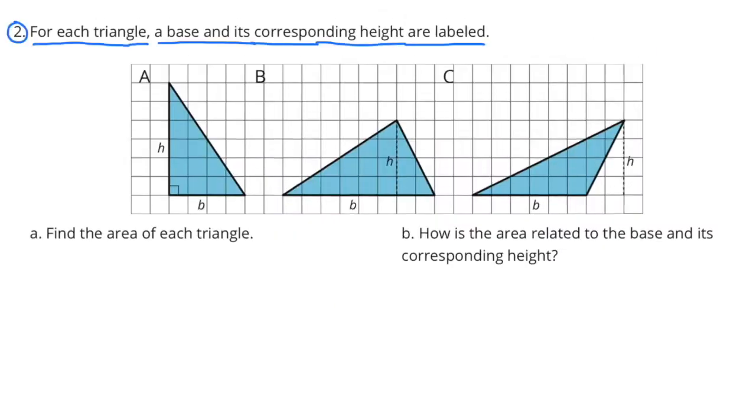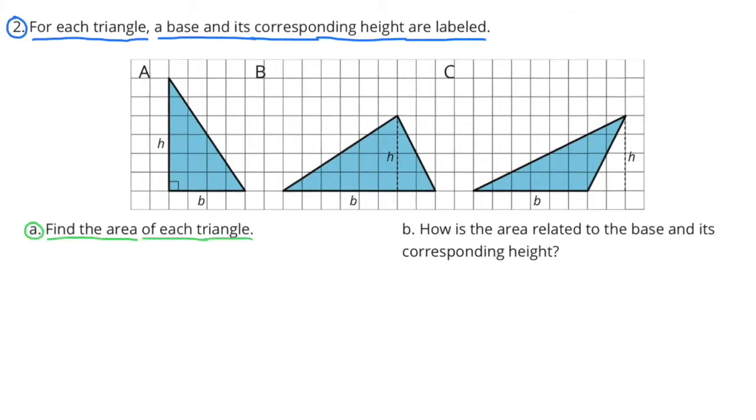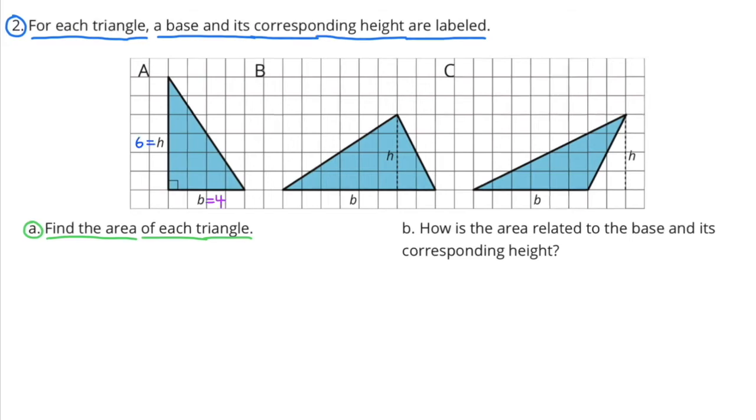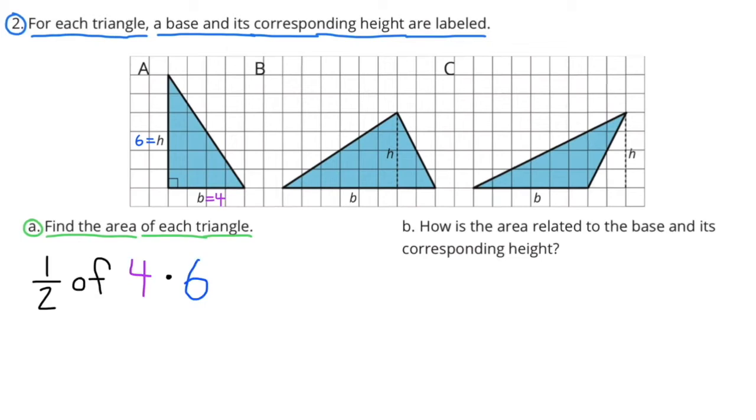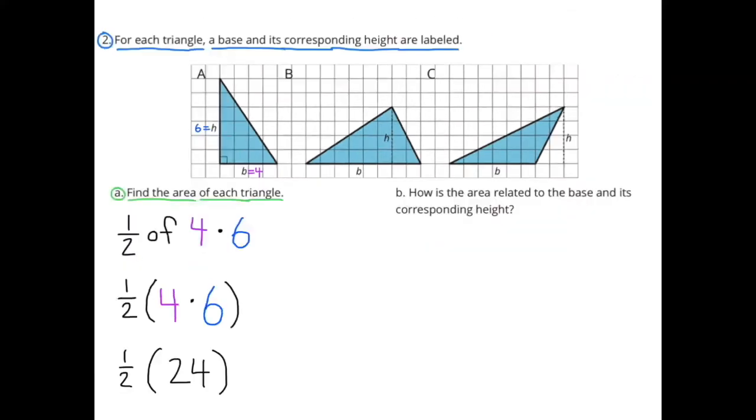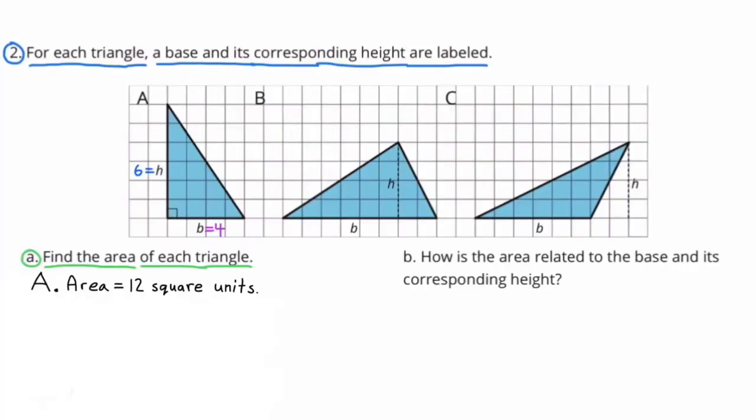Number 2. For each triangle, a base and its corresponding height are labeled. A. Find the area of each triangle. To find the area of these triangles, we're going to use the formula half of the base times height equals the area. For triangle A, the base is 4 and the height is 6, so half of 4 times 6. 4 times 6 is 24, and half of 24 is 12. The area of triangle A is 12 square units.